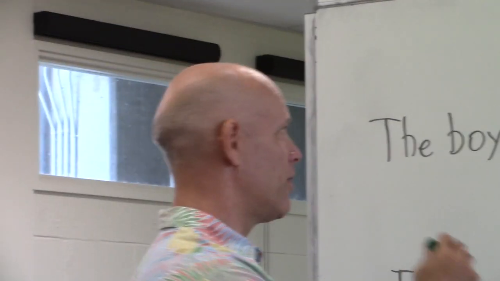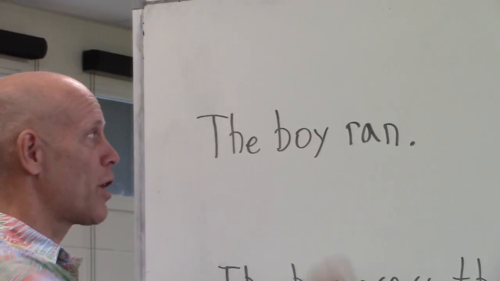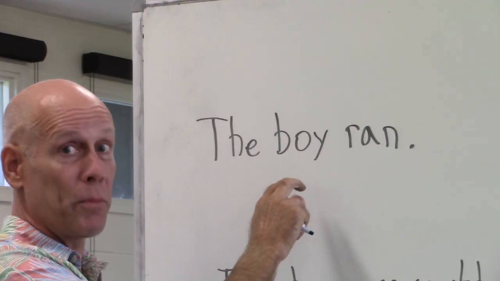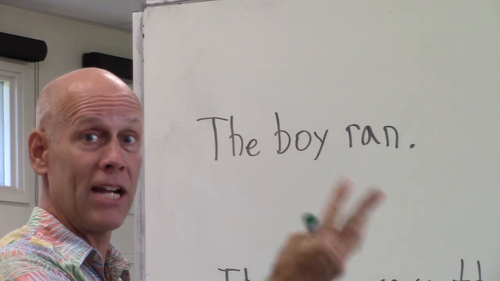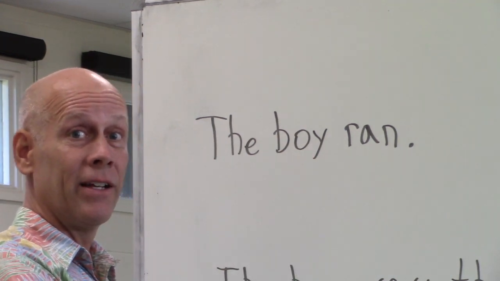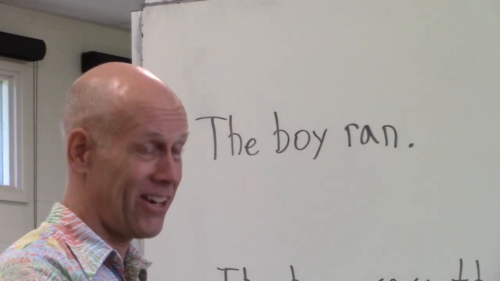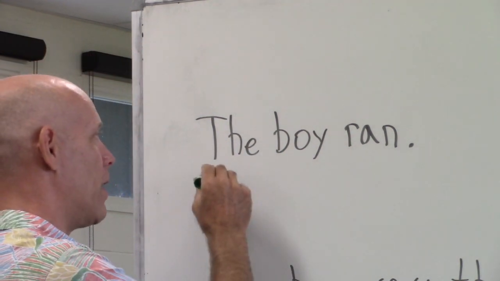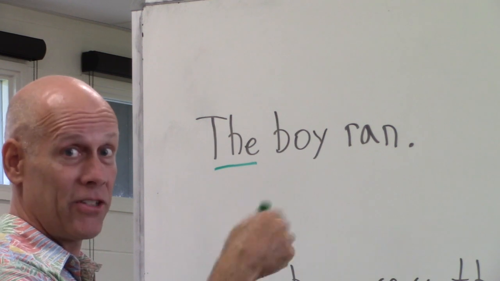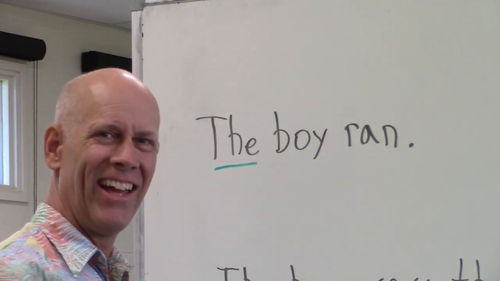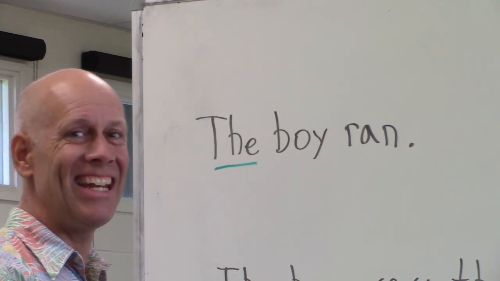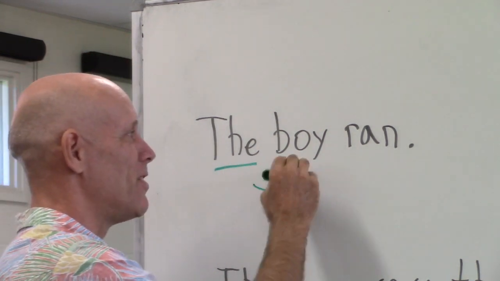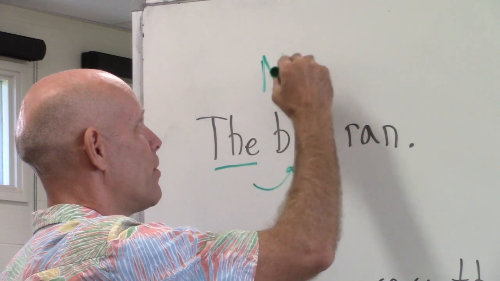Let's take a look. Can you read this for me? The boy ran. What kind of word is this? That's the subject. In your form classes, is it a noun, verb, adjective, or adverb? It is a noun. Can you hug it? Yes. Can you punch it in the face? Yes. But also it has what? The determiner. That means this is a noun. So that's your noun phrase 1.